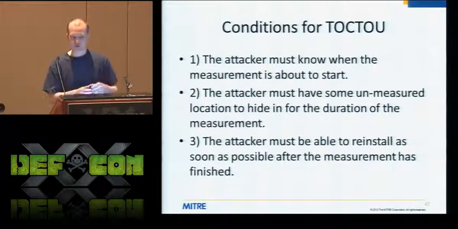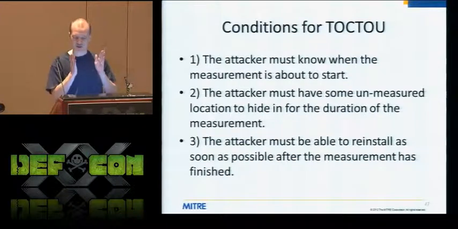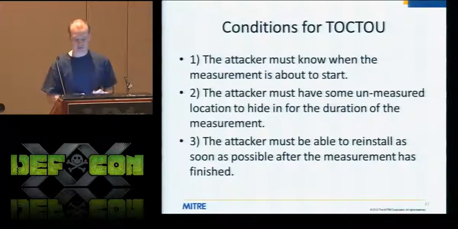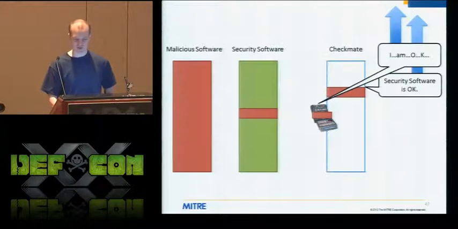Second, they have to be able to move themselves to some unmeasured location, or they have to remove their existing hooks for the duration of the measurement. So they basically have to clean things up so that at the time that you check it, it looks clean, and they have to be somewhere that's not measured. And then the third thing is that they need to reinstall as fast as possible after the check is done, because if they don't reinstall right when you're done measuring, then the system is running for some period of time where they're not in control. And that leaves them vulnerable to other regular detection mechanisms.